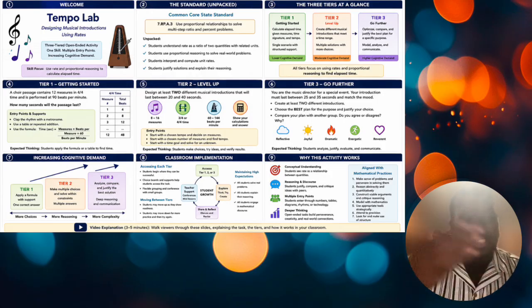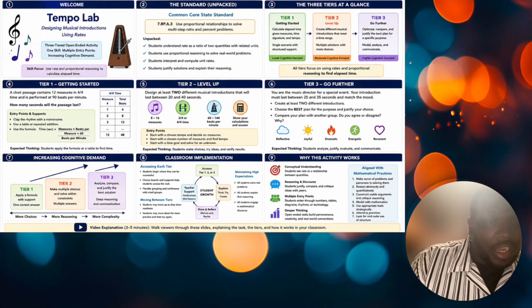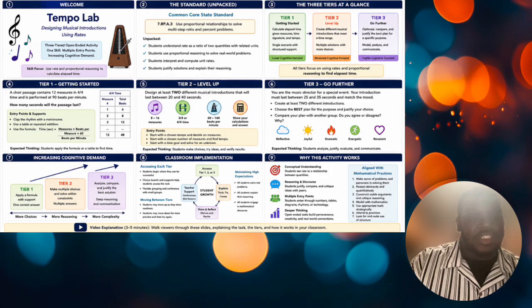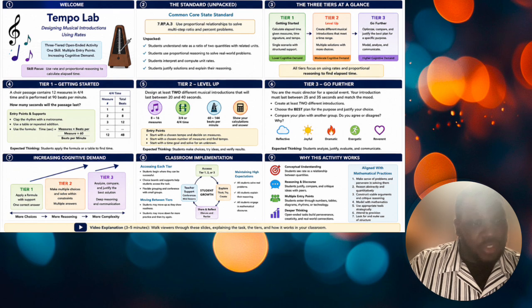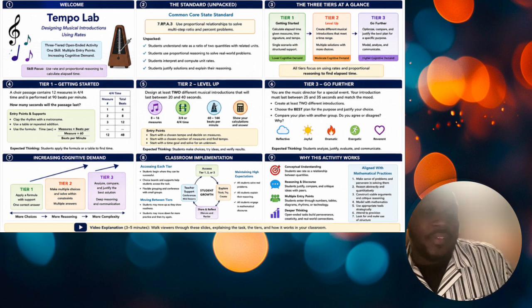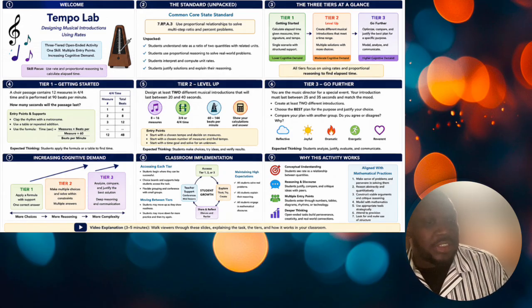Unfortunately, ChatGPT did make this document, so I want you to know that the equation is measures times beats per measure times 60 over beats per minute. I don't want you confused by that. And then, obviously, you see this table here. All students would do is take the numbers, insert them in, and then try to figure out what the time in seconds would be.